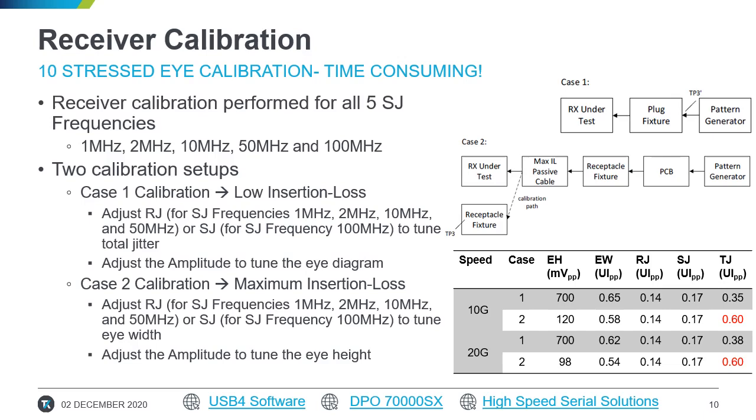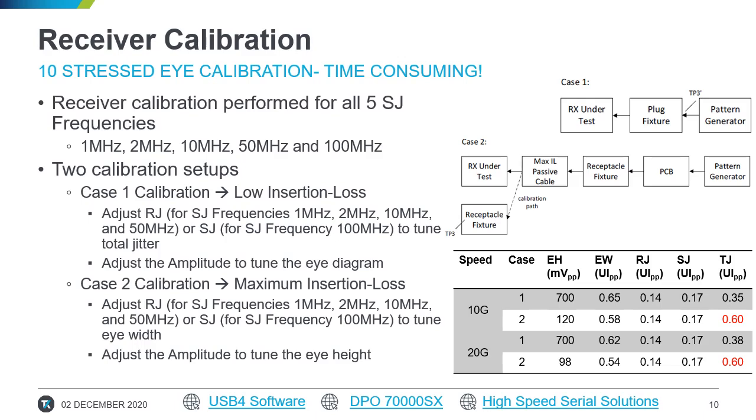Let's switch to USB4 receiver testing. First, USB4 receiver calibration. The USB4 receiver calibration needs to be performed for all 5 SJ frequencies. That's a big change compared to USB 3.2 receiver calibration, where we used to perform the calibration only for 100 MHz, and then we used the same calibration for the receiver testing.